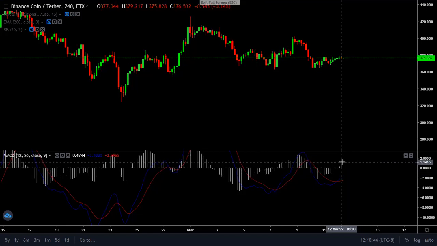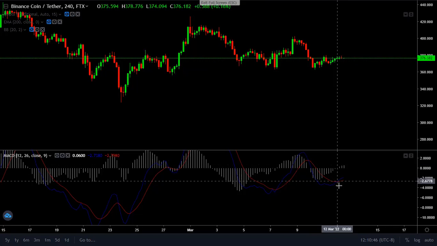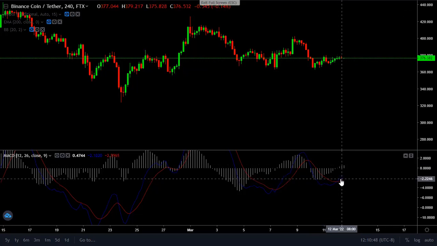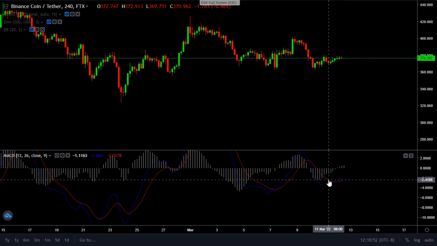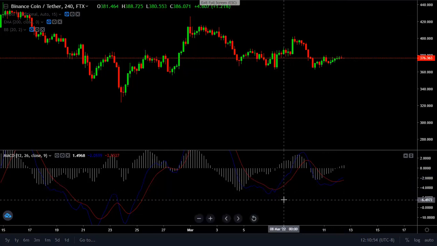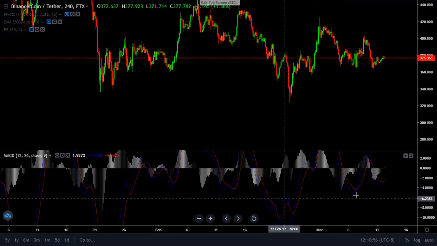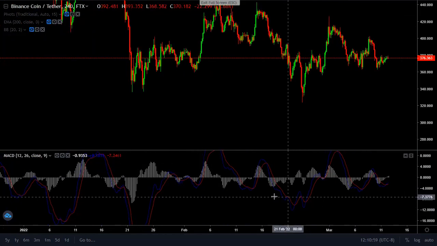And please remember that what we are using is the 4-hour time frame for this, and this is not a buy signal. I'm not analyzing the market for you. I'm just trying to share with you guys how these indicators work. All right, guys. So that's all for MACD indicators.